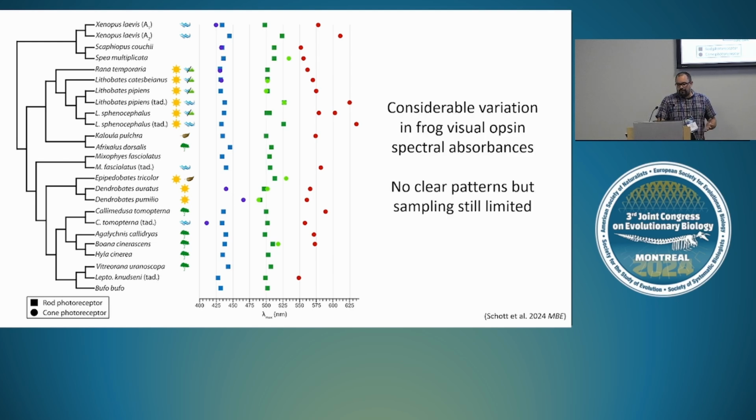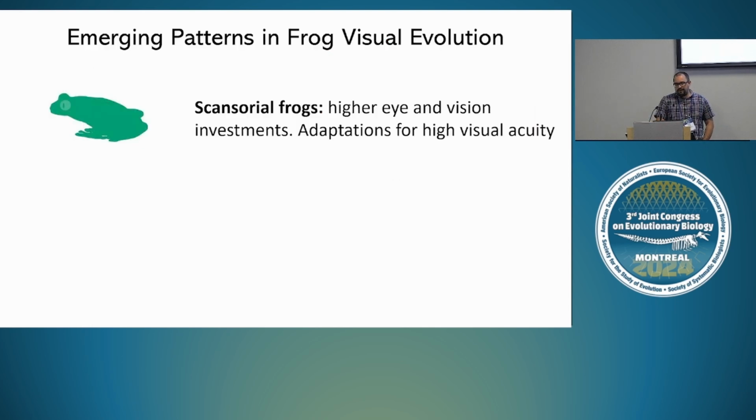And what we could take away from this is that we do have considerable variation in absorbance spectra across these frog species, but there are no clear patterns right now. We still have really limited sampling though, and so pulling out some patterns is going to require us to finish this off with a larger sample of frogs. But to sum things up, there are some emerging patterns in frog visual evolution.